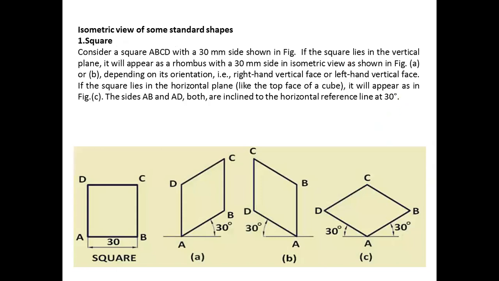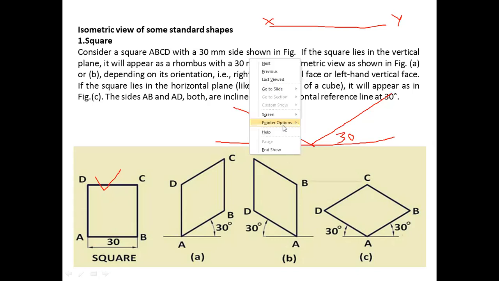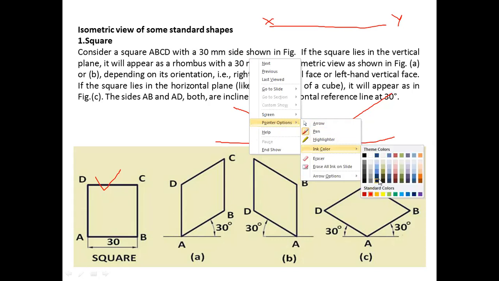Understood? Okay. Now we will see the isometric view of some of the standard shapes. The first shape we have here is a square. How will it look in an isometric view? For example, we know in orthographic. First we start with the XY line. Here we start with one horizontal line, one 30 degree line this way, one 30 degree line this way. So this is also 30 and this is also 30. So how can we draw this? We need to wait a minute. I will change the color.